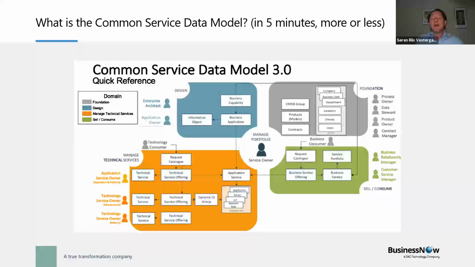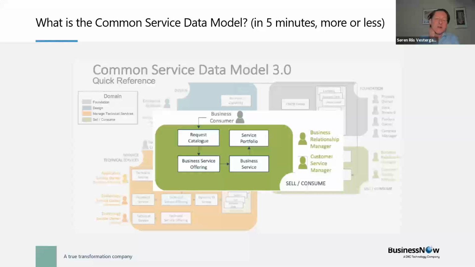So it's a unifier. The common service data model is a unifier of data and information and knowledge within ServiceNow. So just a quick overview of the model, and it will be quick because I will be moving on to different subjects, but we have a customer or consumer perspective in the model. So this is where business relation managers from the provider connect to the business consumer or the customer, using business services within a service portfolio management to present to the consumer through different business service offerings, and some of them will be represented in the request catalog.